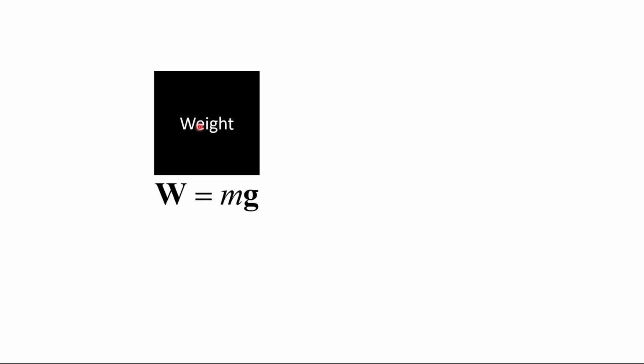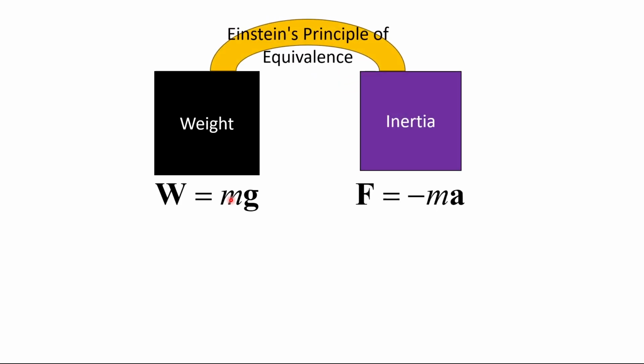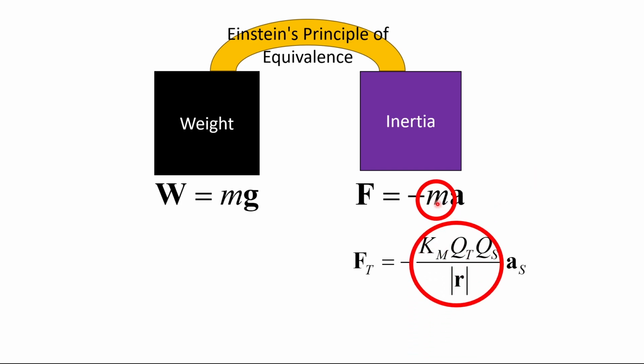And because we've disambiguated weight from mass, and because of Einstein's principle of equivalence, where inertia and weight are equivalent, then we should also disambiguate inertia from mass. This occurred 30 years ago when I developed the model of induction. And this, you see this, looks just like that.